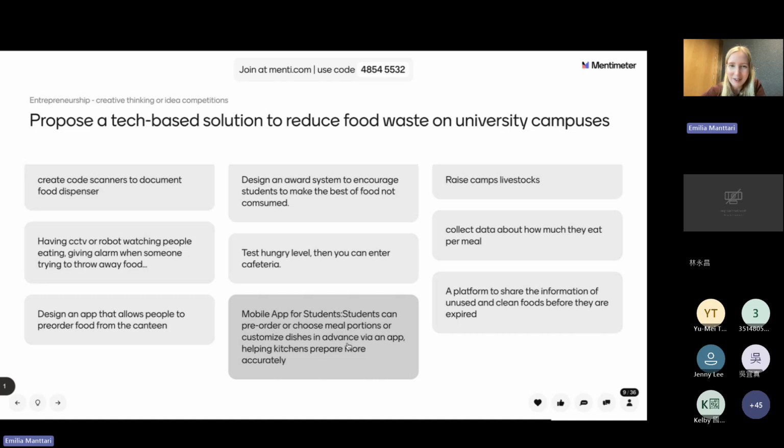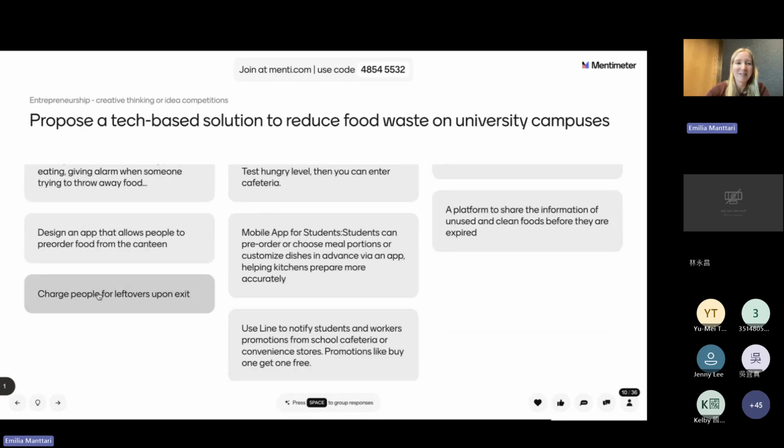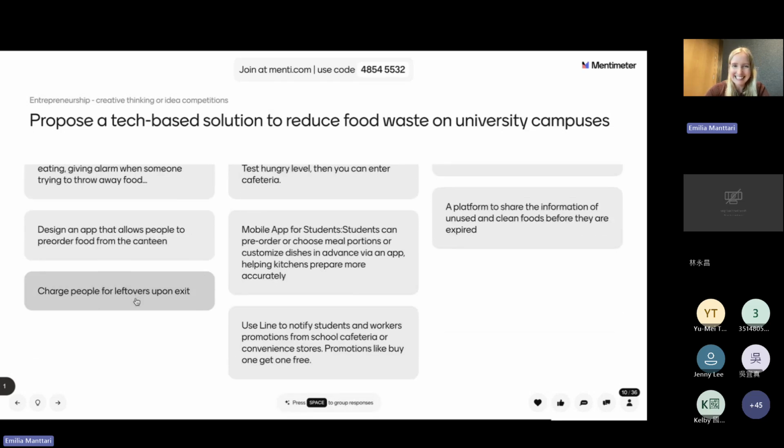Students can pre-order or choose meal portions or customize dishes in advance via app, helping kitchens prepare more accurately. Oh, wow, that's a really good one. And also an app here that allows people to pre-order food from the canteen. Wow. Okay. This one was definitely, I guess, easier for you than I expected. We have so many great ideas here. Very well done. Also, charge people for leftovers upon exit.